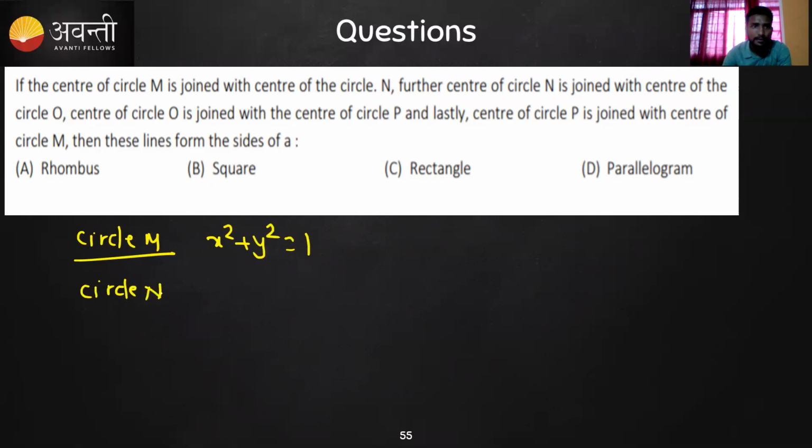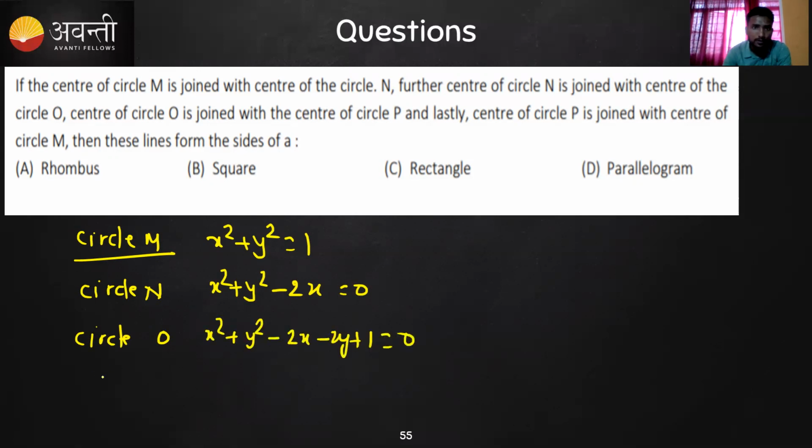Circle N is nothing but x square plus y square minus 2x is equal to 0. Circle O is nothing but x square plus y square minus 2x minus 2y plus 1 is equal to 0. And circle P is x square plus y square minus 2y is equal to 0. So it is saying that if we join the centers of all the circles, then which kind of figure will we get? So from here, first we need to find the center.